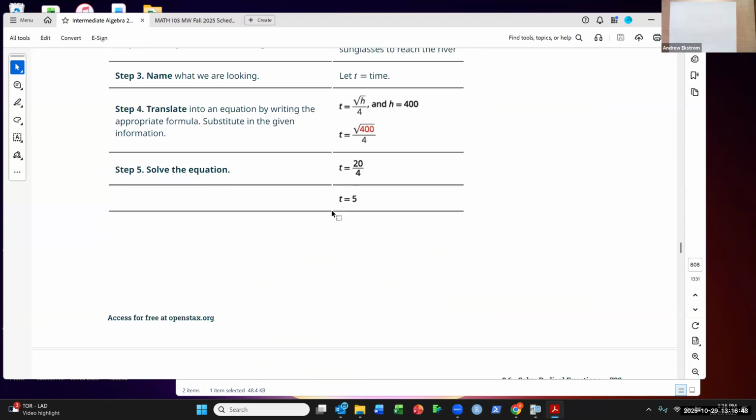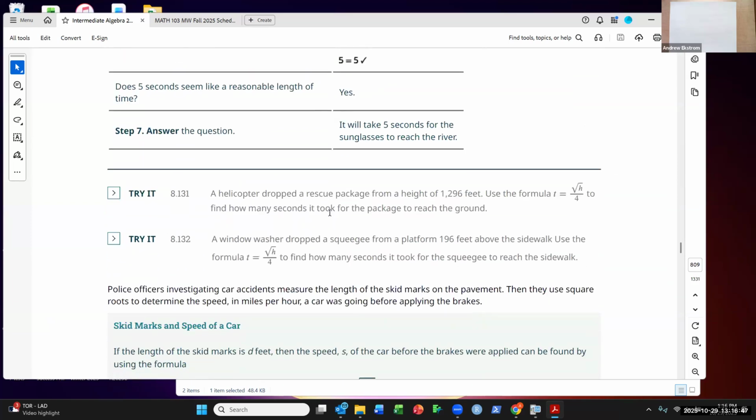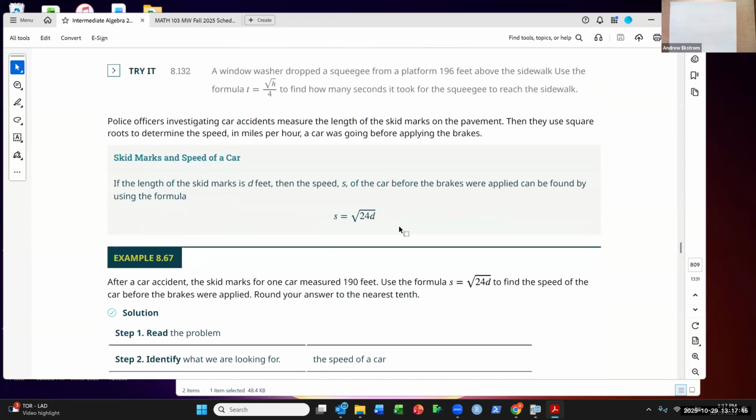So, physics applications. A helicopter dropped a rescue package from a height of 1,296 feet. Use the formula T equals square root of H divided by 4 to find how many seconds it took for the package to reach the ground. H is 1,296. So it's the square root of 1,296. Divide that by 4, you get T. Not going to worry about that too much.